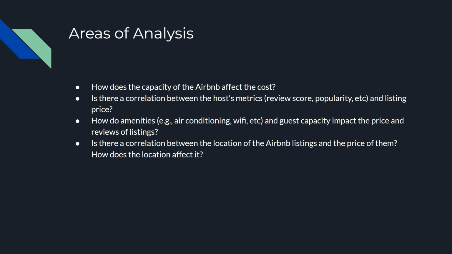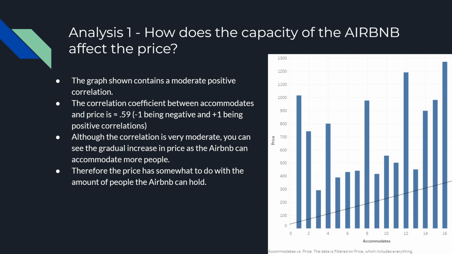So for analysis 1, we decided to go on how the capacity of the Airbnb affects the daily cost of it. The graph on the right contains a moderate positive correlation between the capacity of the Airbnb, which is the amount of people that can sleep in it, and the cost of the listing on a scale of -1 to +1, -1 being a negative correlation and vice versa. The correlation here is positive 0.59, signifying that the more people that an Airbnb can hold, the more it could sleep, the more money the Airbnb is worth daily.